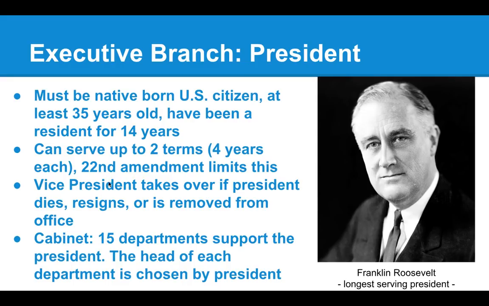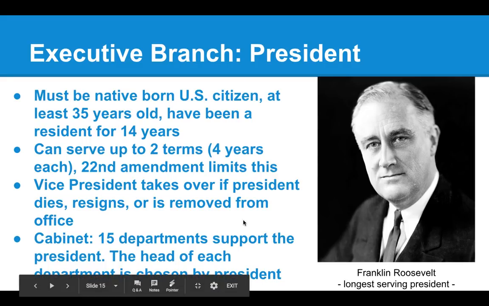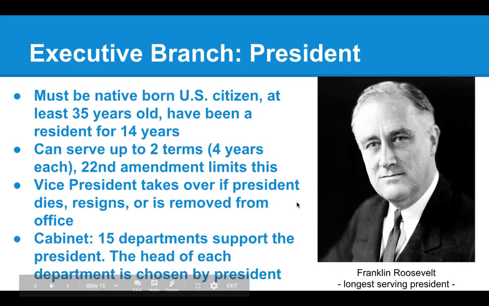So the vice president does take over if the president dies, resigns, or is removed from office. We've had some deaths, right? So that's happened where a vice president has taken over, and we've had a resignation as well where a vice president had to take over. And then the president, also part of the executive branch, has his cabinet, which has 15 departments that support the president, and the head of each department is chosen by the president.